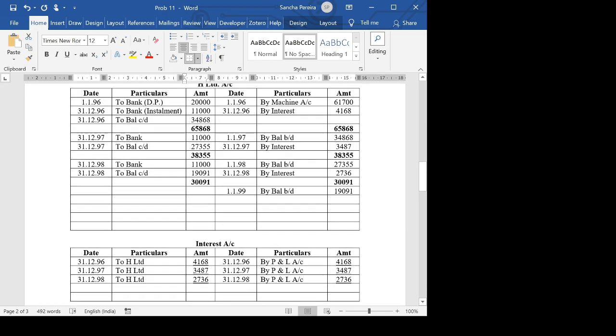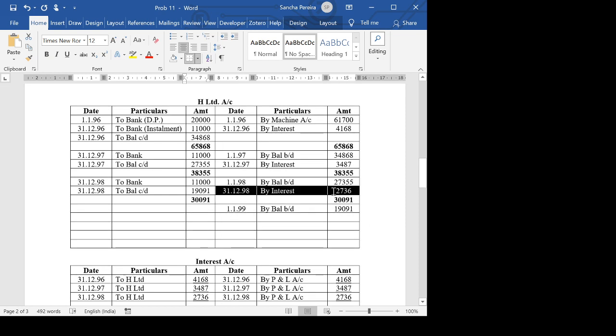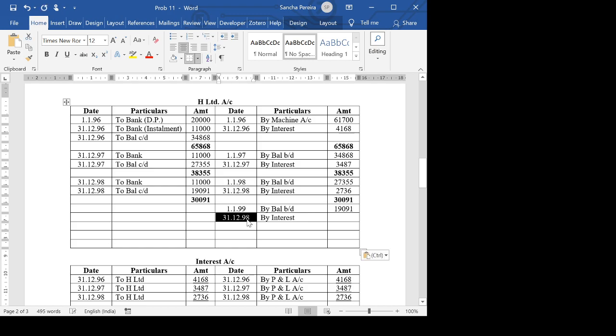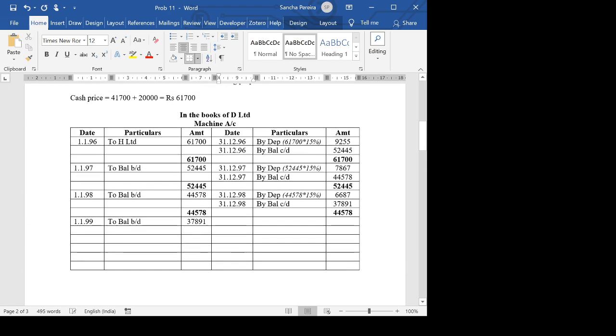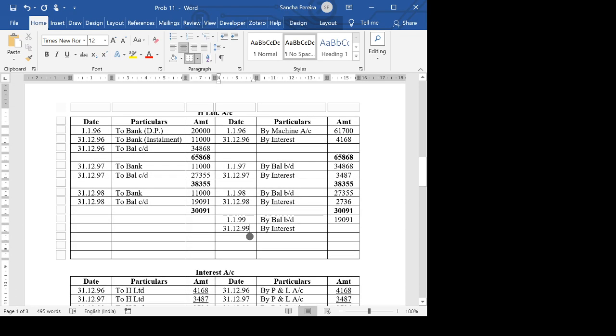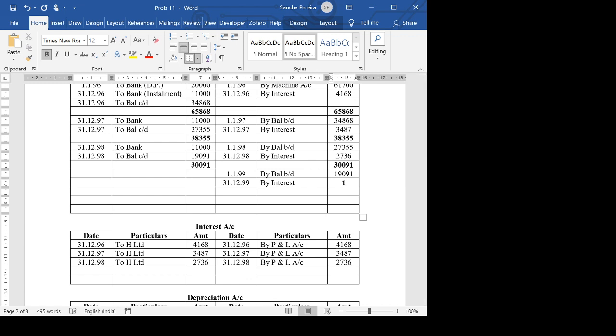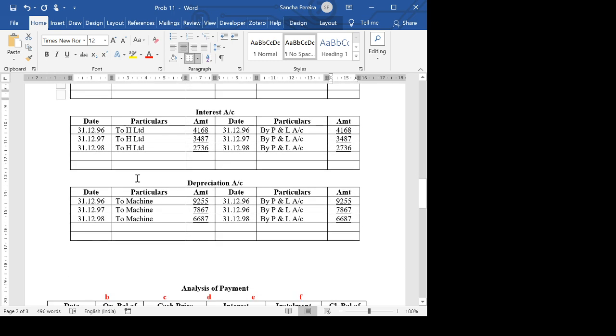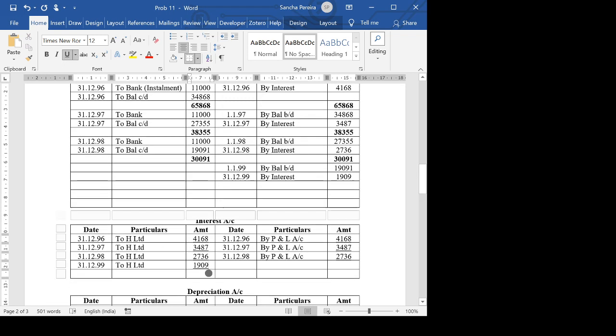So we move to the fourth year, still two more years. Pass the interest entry in the fourth year. Let's check our interest, it is 1909. Show that in the interest account. Pay the installment. This is 11,000.